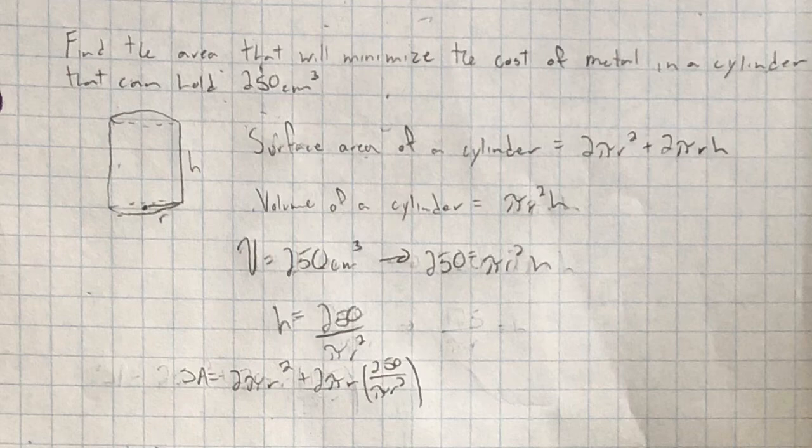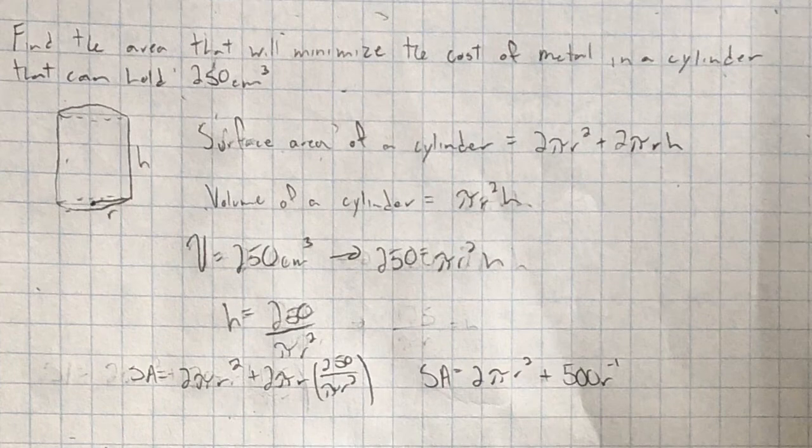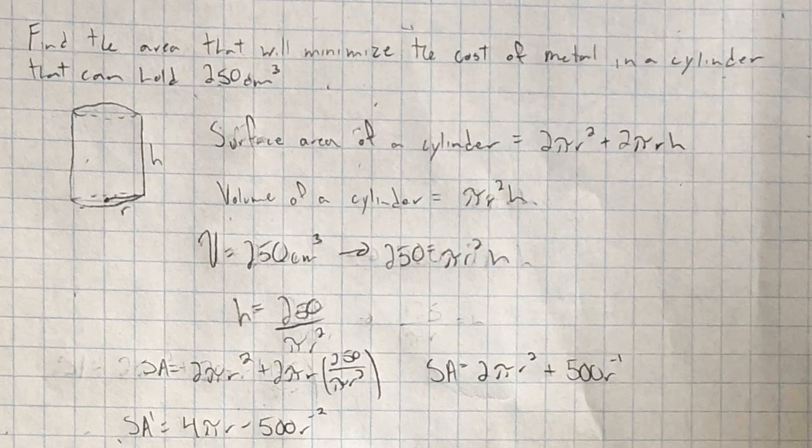So instead of the surface area formula now being 2 pi r squared plus 2 pi r h, it's actually 2 pi r squared plus 2 pi r times 250 over pi r squared, which we can now rewrite as 2 pi r squared plus 500 r to the negative first. So now that we have this formula, we can take the derivative, which comes out to be 4 pi r minus 500 r to the negative second.